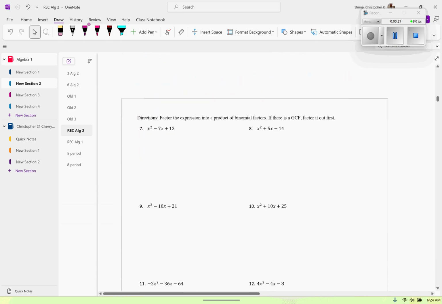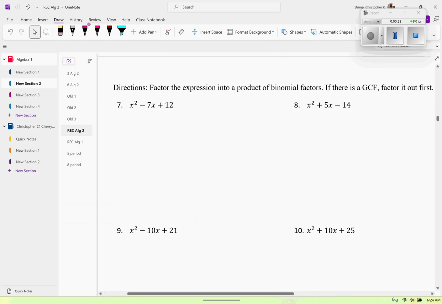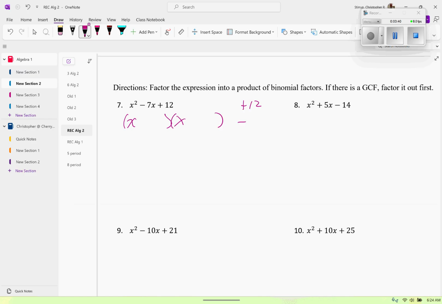All right, and then we started factoring the binomials. So basically, if you have a lead out front in front of the x squared, which is a 1, you can do it this way. What two numbers multiply together to give me positive 12, add together to give me negative 7? So think about negative 3 and negative 4 multiplied together. That gives me positive 12. If I add them together, I get negative 7.